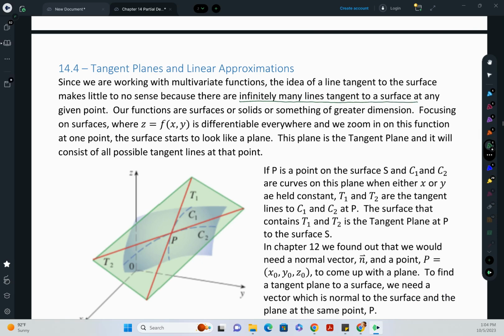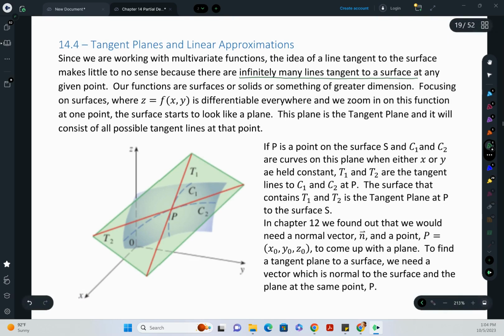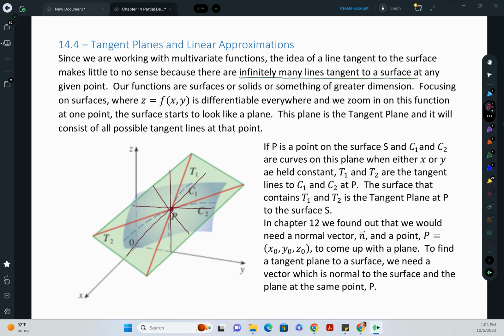I have an image down here below that shows a bluish surface underneath, and there's this green tangent plane to that surface. On the picture, we see two tangent lines at this point P. But honestly, I could draw so many more, as I'm demonstrating right now. All of these lines that I've drawn are tangent to the surface at that particular point P. That's just to demonstrate how unrealistic it is to think that we could come up with the tangent line to a surface at any given point.